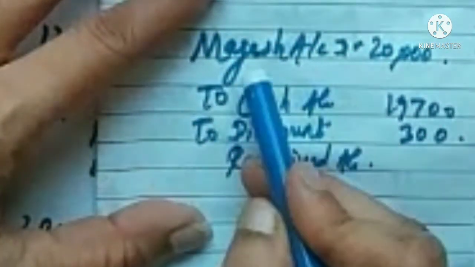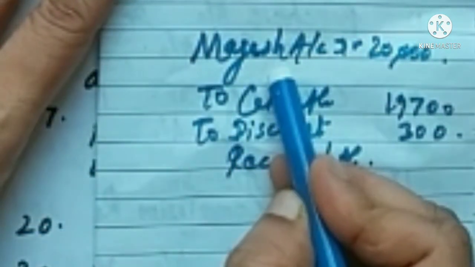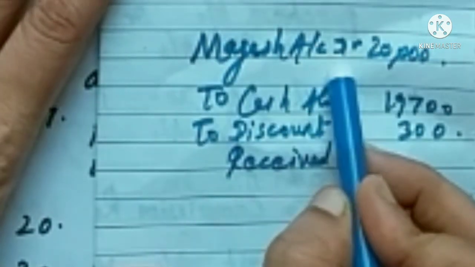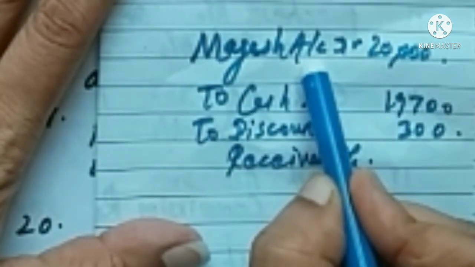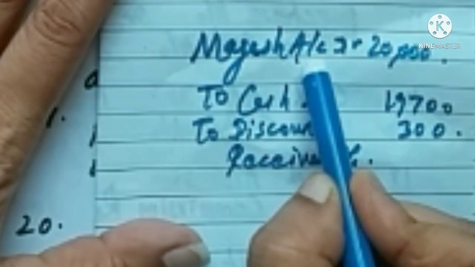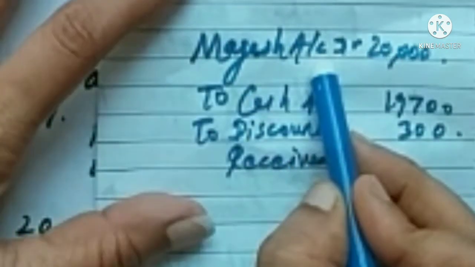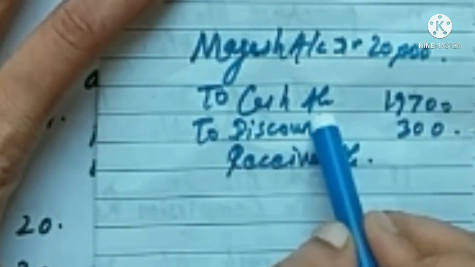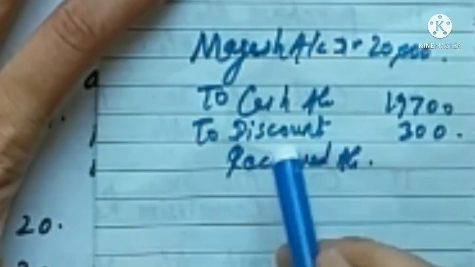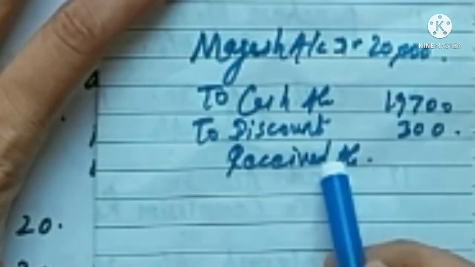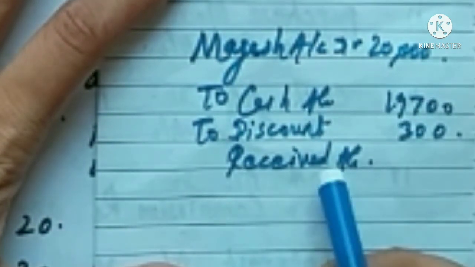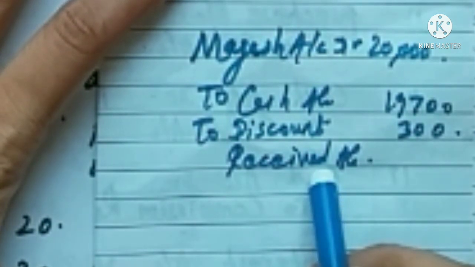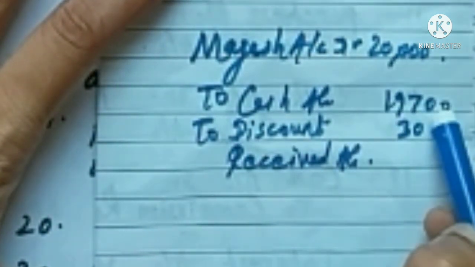Now let's see. We are paying cash, isn't it? So who is receiving? Magesh is receiving. So I am going to debit Magesh account because as per the personal account rule, we have to debit the receiver. That's why I am debiting Magesh account. Then what is happening when we pay cash? Cash is going out. That's why cash account is credited. Then discount received is an income. So we are crediting discount received as per the nominal account rule. Credit all incomes and gains. So amount is rupees 19,700.